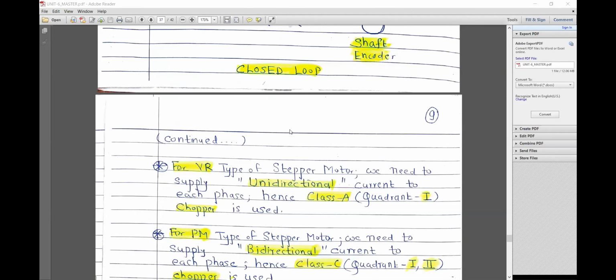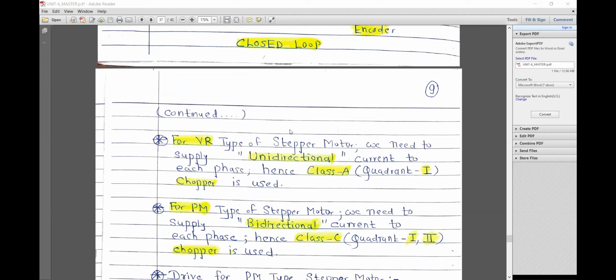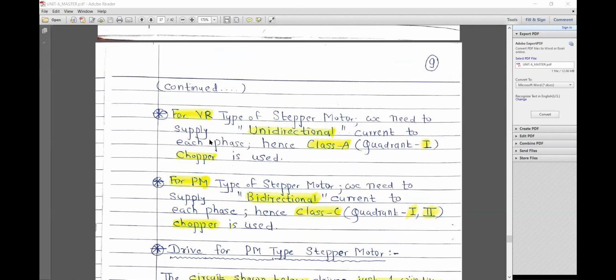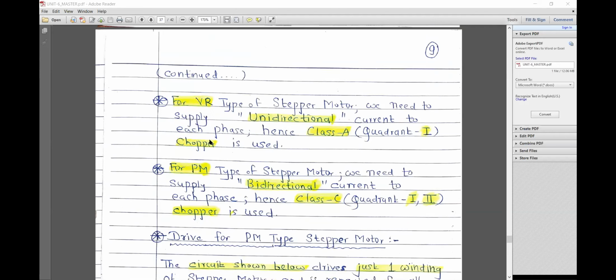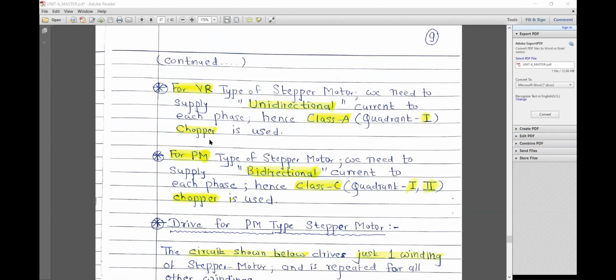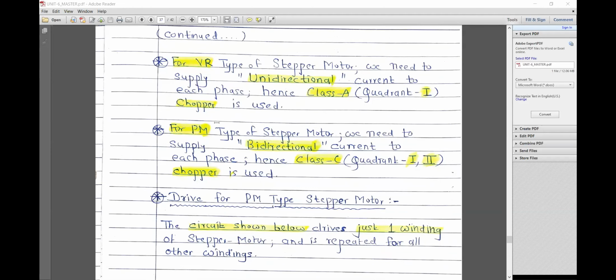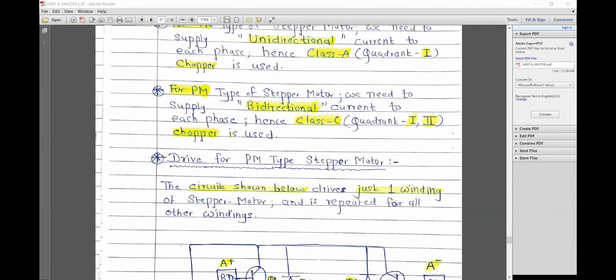So now we will discuss which power electronic systems are used for driving the variable reluctance type and the permanent magnet type. As I told you before, for the variable reluctance type, we need to supply unidirectional current to each phase in a particular direction. And for the permanent magnet type of stepper motor, we need to supply bidirectional current to each phase, hence a class C. Here we have not shown the block diagram or circuit for variable reluctance. We have shown it for permanent magnet.